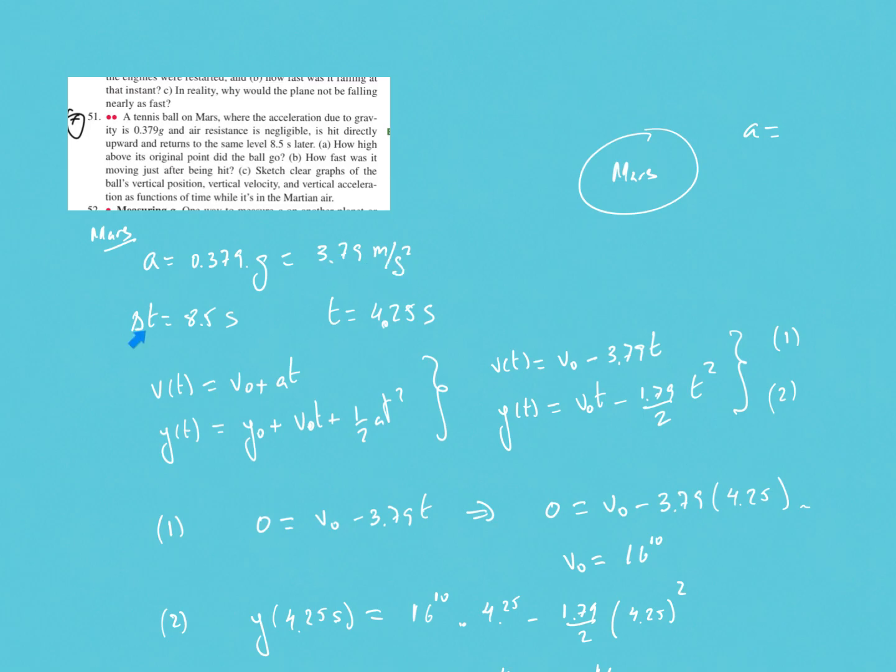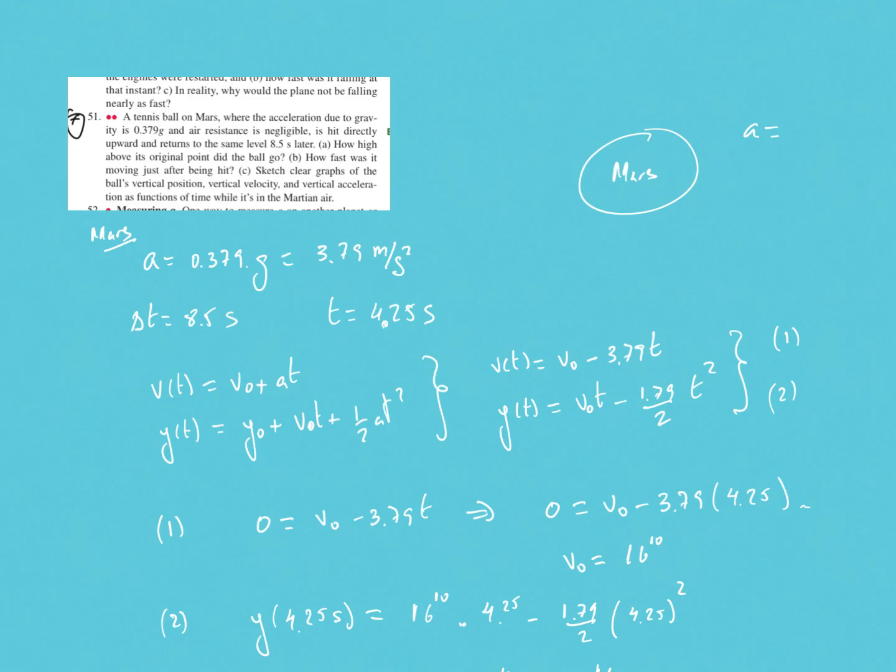So it says that the time to come back when you launch something is 8.5 seconds. 8.5 seconds means that the time to go up is 4.25 seconds. So what it's asking you is, don't read what it's asking you. Write the equation of motion.